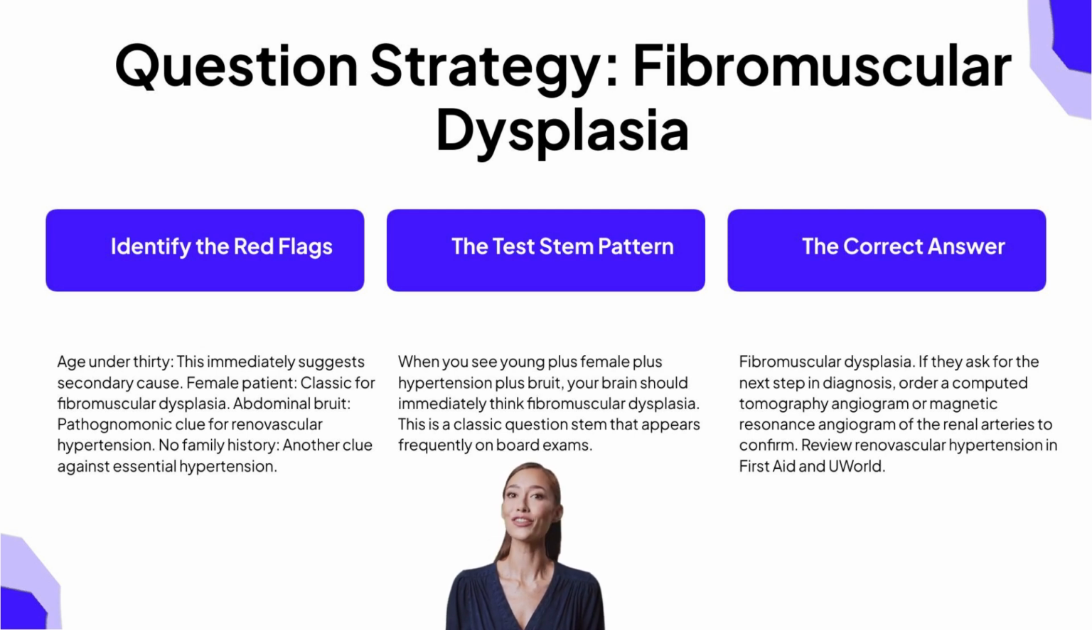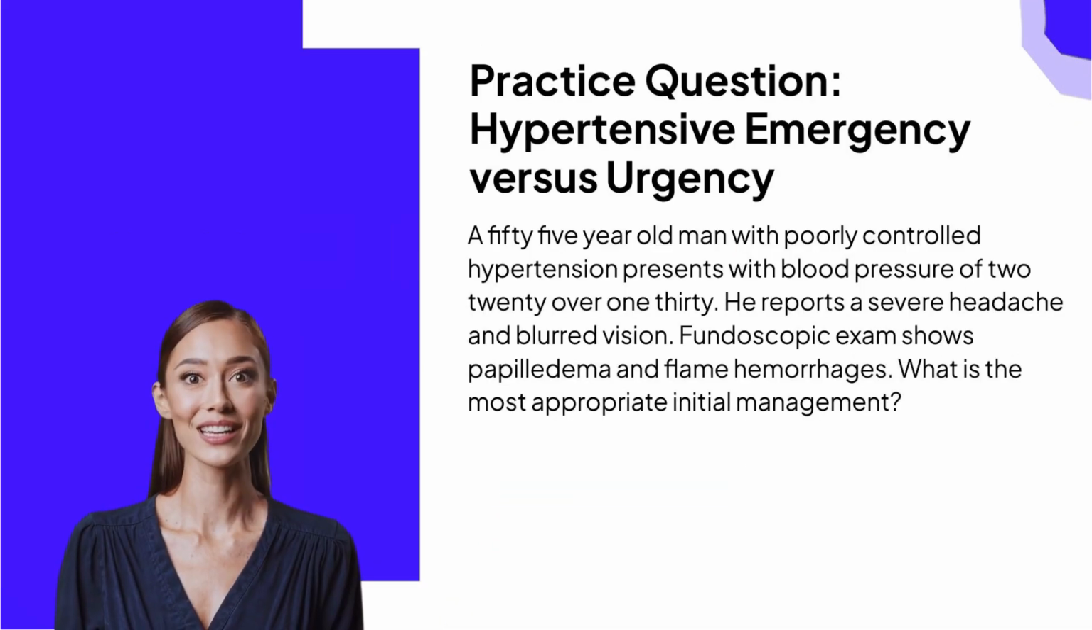If the question asks for the next step in diagnosis, order a computed tomography angiogram or magnetic resonance angiogram of the renal arteries. Make sure to review renovascular hypertension in First Aid and UWorld to see more examples of this pattern. Here is our next high-yield scenario.